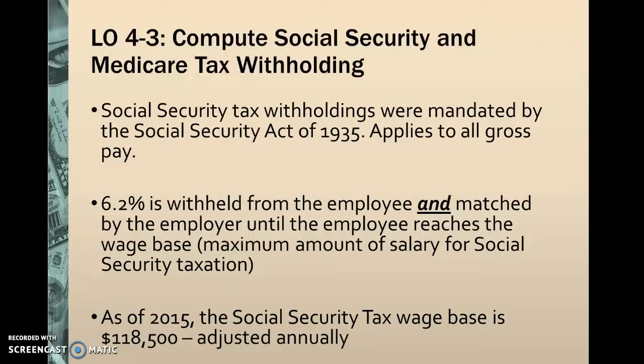The amount that is withheld from your payroll checks is at 6.2%, which is withheld from the employee's payroll check, and it is matched by the employer until the employee reaches the wage base, which is the maximum amount of salary for Social Security taxation. Now, in 2015, the Social Security tax wage base is $118,500. This amount does sometimes change from year to year, so it is good to check the IRS guidelines to make sure that threshold has not changed. This is covered on page 123 and 124 in your book.